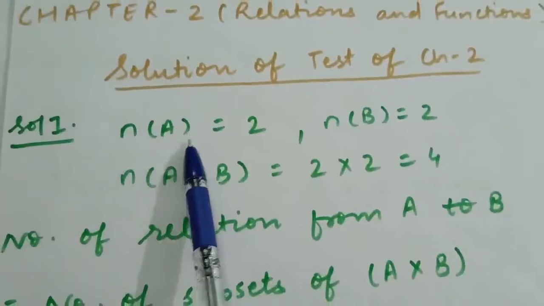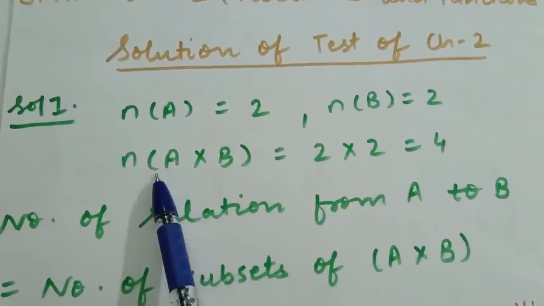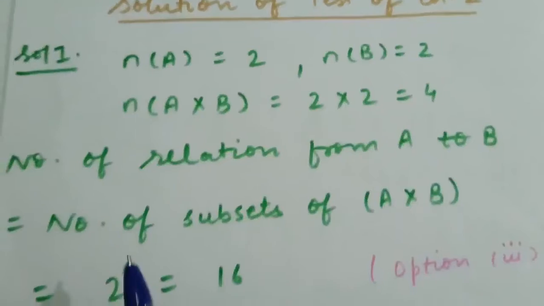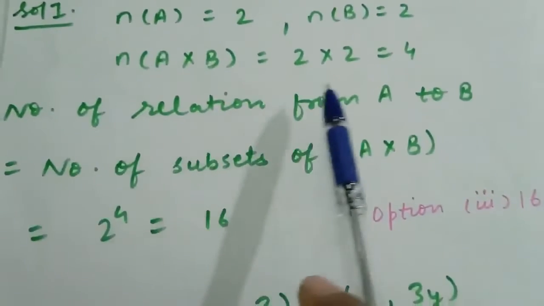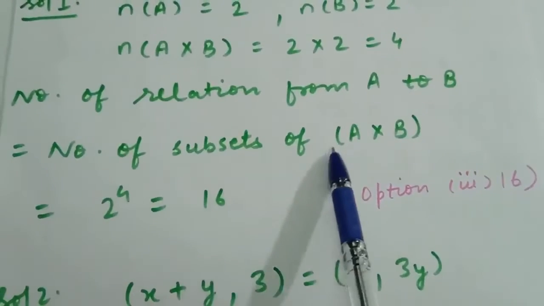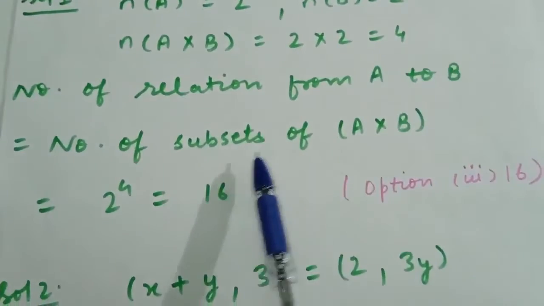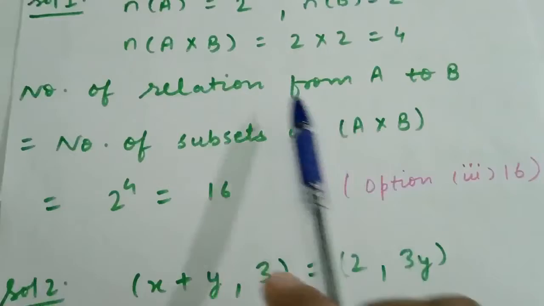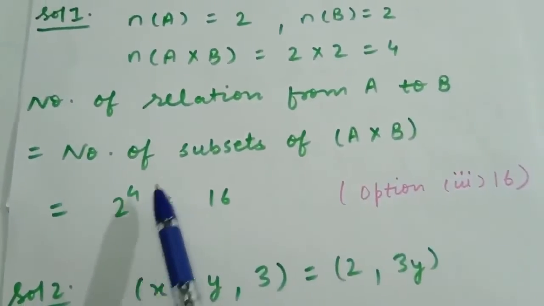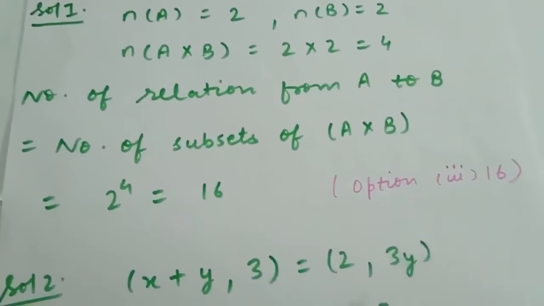Since number of elements in A is 2, number of elements in B is also 2. So the number of elements in A cross B will be 2 into 2, 4. Now as we know, number of relations from A to B is equal to number of subsets of A cross B. Number of relations is nothing but number of subsets of A cross B. So A cross B has 4 elements. Therefore, number of subsets will be 2 raised to the power 4, which is 16. So, option third is correct.